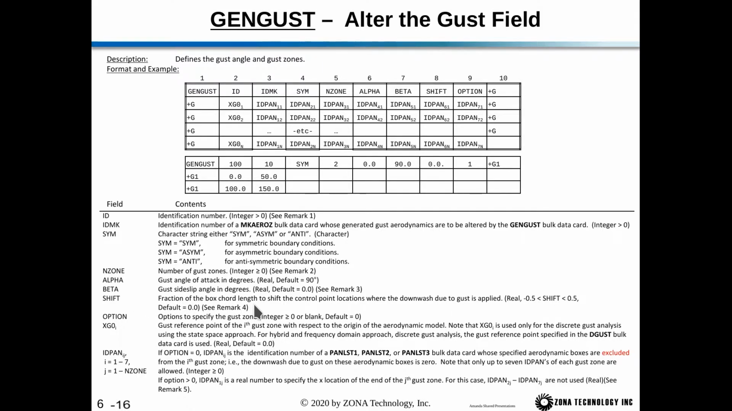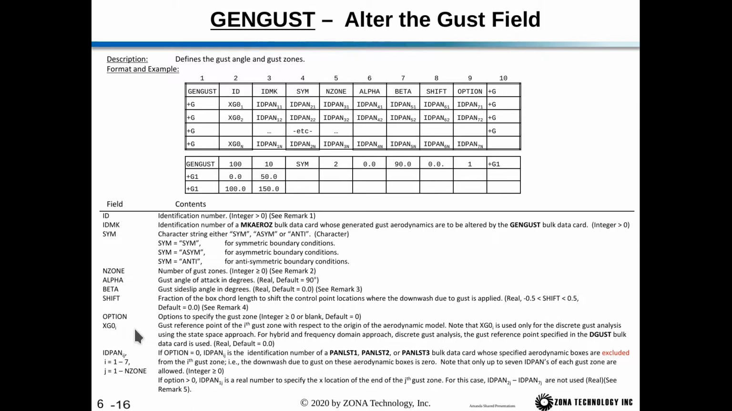So this is a fraction of the box chord length to shift the control point locations where the downwash of the gust is applied. So this can be a real number between minus 0.5 and positive 0.5. The default is 0, so the control point is not shifted. And then the option field is an option flag integer to select the option for specifying the gust zone.